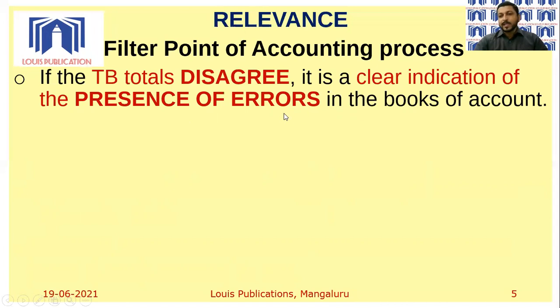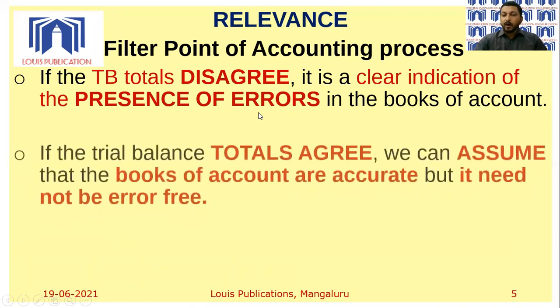It is a clear indication that there is presence of errors in the books of accounts. Now, on what basis am I making this particular statement? If I go back to the golden rule of the double entry principle, for every debit there is a corresponding and equal credit. So if there is a debit of 30,000, definitely there will be a credit of 30,000. If there is a debit of 45,000, there will surely be a credit of 45,000 rupees. That's why we say trial balance totals should agree. But if the trial balance totals disagree, it is a clear indication of the presence of errors in the books of accounts.